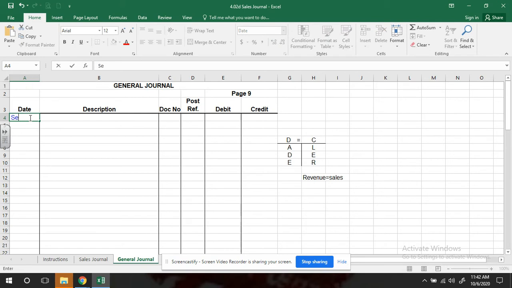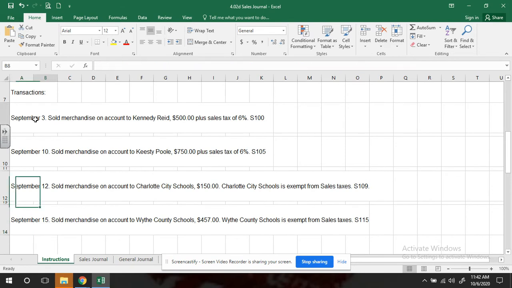And so over here, September 3rd, and it was accounts receivable, Kennedy, Reed, and it was S100. In the general journal, I do have to use the S. All right. And then it was sales. And sales is the credit, because remember here, revenue is sales. So Kennedy bought $500. Was that right? $500. And then we had to figure out the sales tax.